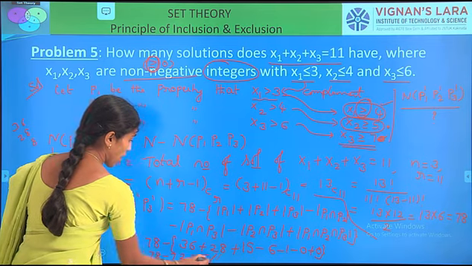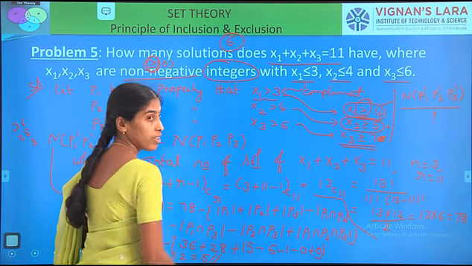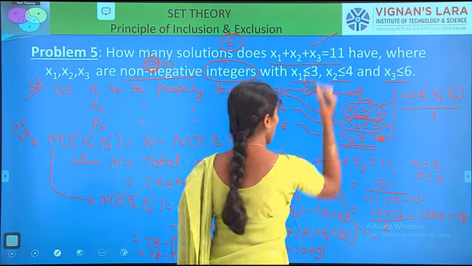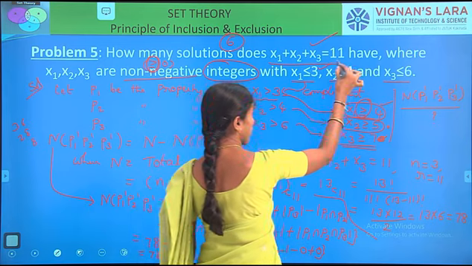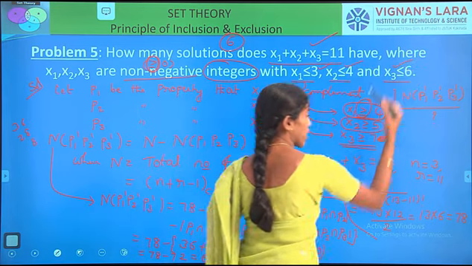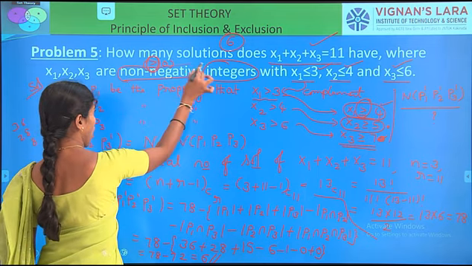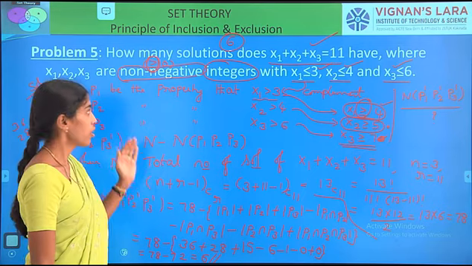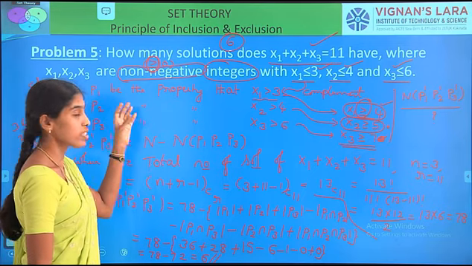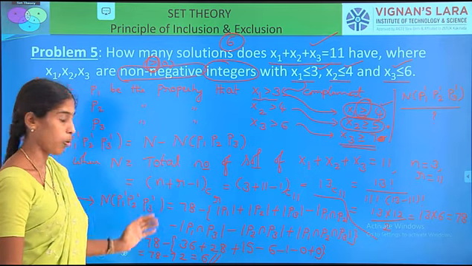This is our answer. So a total of 6 solutions are there for this equation, subject to the conditions x1 less than or equal to 3, x2 less than or equal to 4 and x3 less than or equal to 6, and these solutions must be non-negative. Like this we solve for any equation if the solutions x1, x2, x3 are non-negative, subject to the conditions, we will solve the problem.